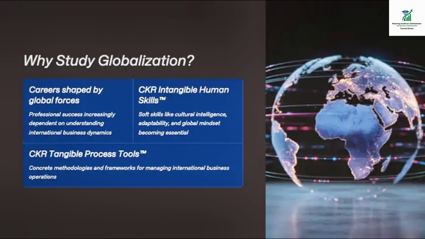Why study this as a future professional? For you as a student or professional, understanding globalization isn't optional. It directly shapes employability. CKR Intangible Human Skills, adaptability, teamwork, communication, cultural intelligence are crucial to succeed in a global environment. CKR Tangible Process Tools like project management, strategic analysis, and decision-making frameworks equip you to navigate international complexity. Together, these skills help you thrive in organizations where global forces influence every decision.